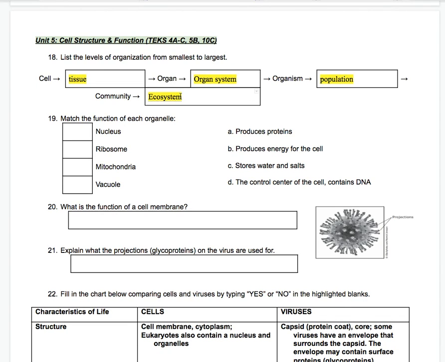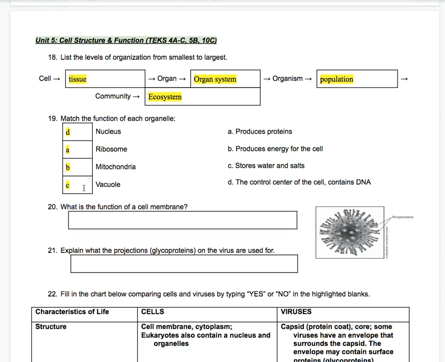Number 19, we're going to match the function of each organelle. Well, the nucleus is the most important. It's the control center of the cell, and it contains the DNA. The ribosome, that's going to make the proteins, like the enzymes. The mitochondria, well, that's the mighty mitochondria, and it's mighty because it produces the energy for the cell. And the vacuole, that's going to store water and salts for the cell. Remember, plants have very large vacuoles because they like to store a lot of water. Animal cells sometimes have a vacuole, but it's never going to be as large as the plant vacuole.